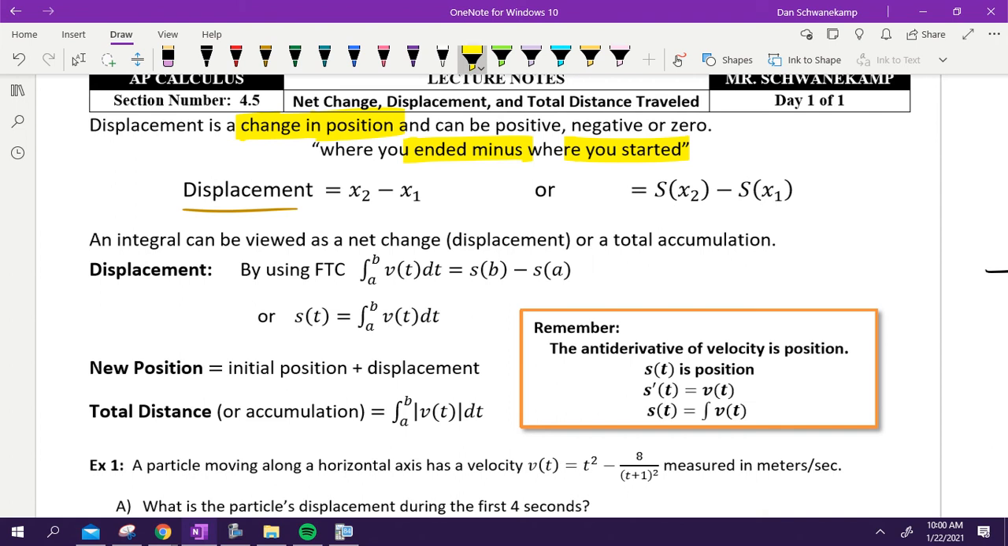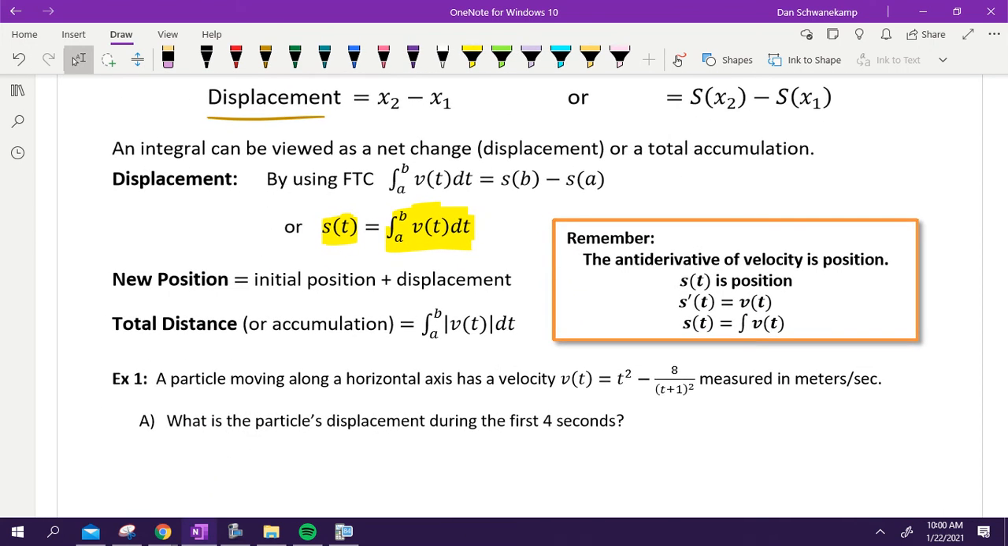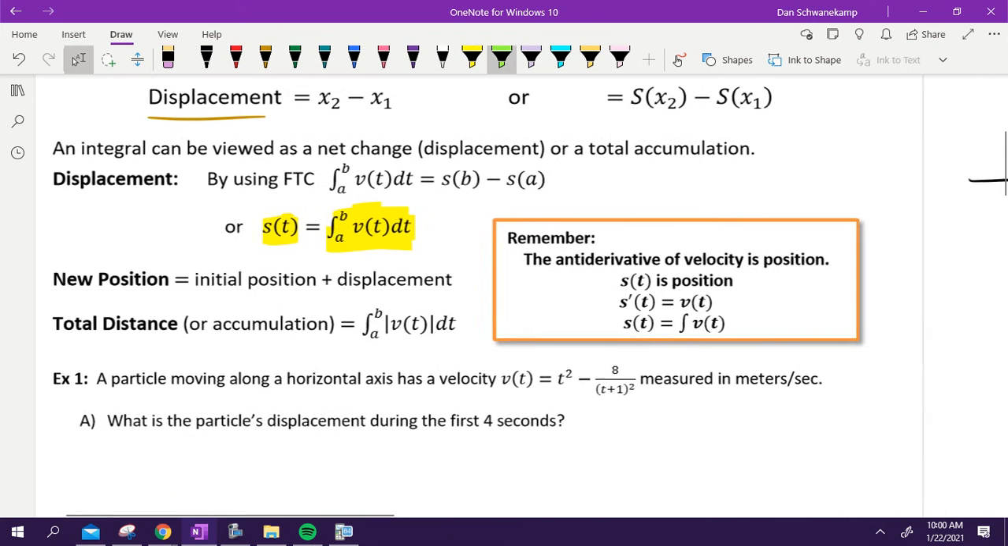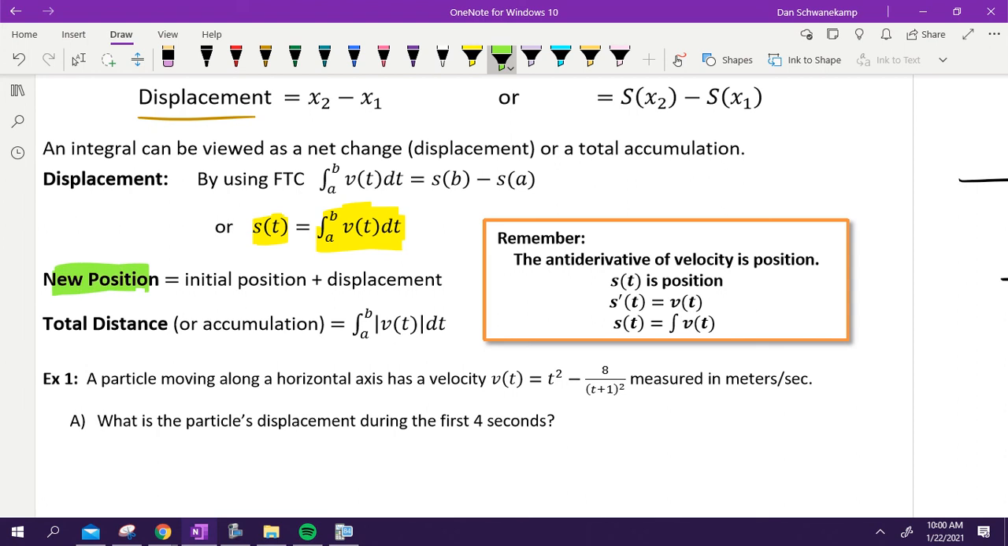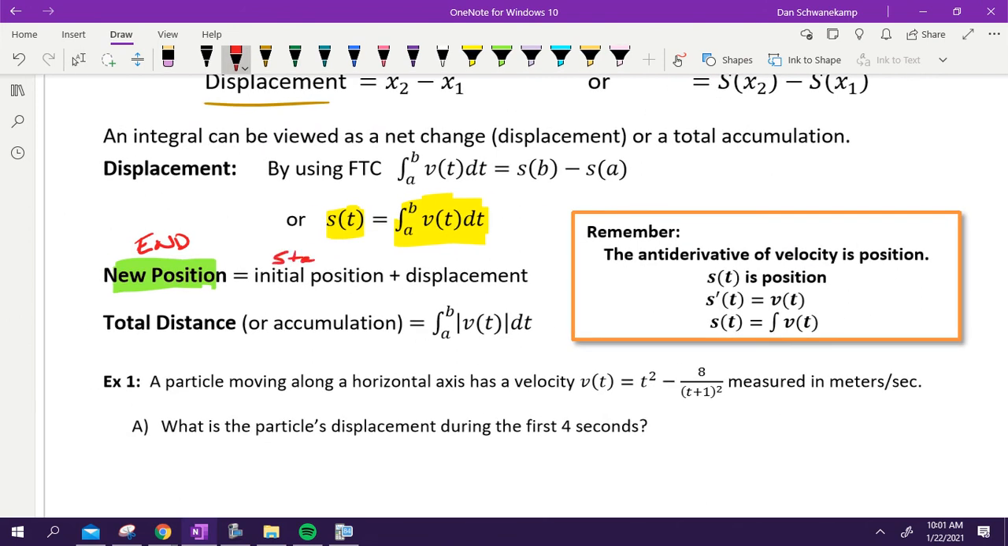To do displacement, we can often just integrate. If I want to find the change in position, you integrate velocity and it tells you the change in position. If you want to find your new position, the ending position, the end, it doesn't always have to be the actual end, but it's the new position. You take your start plus your change.